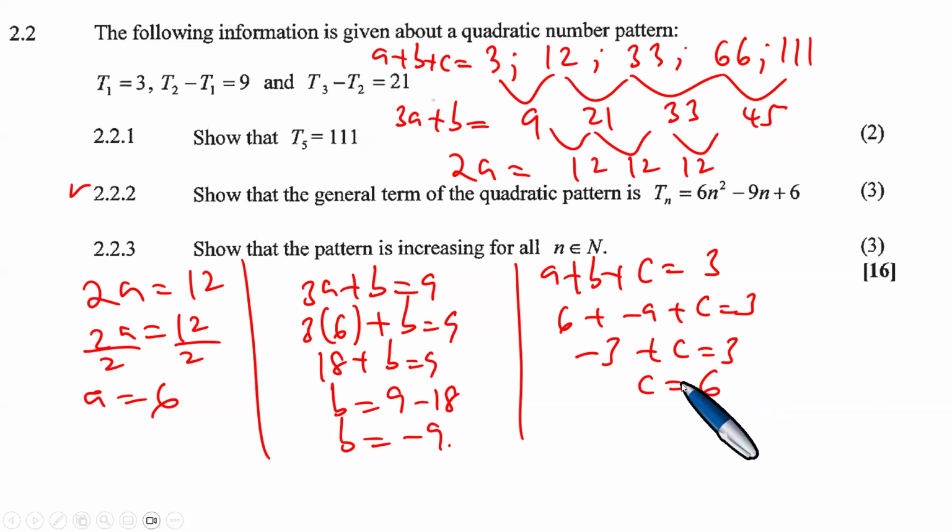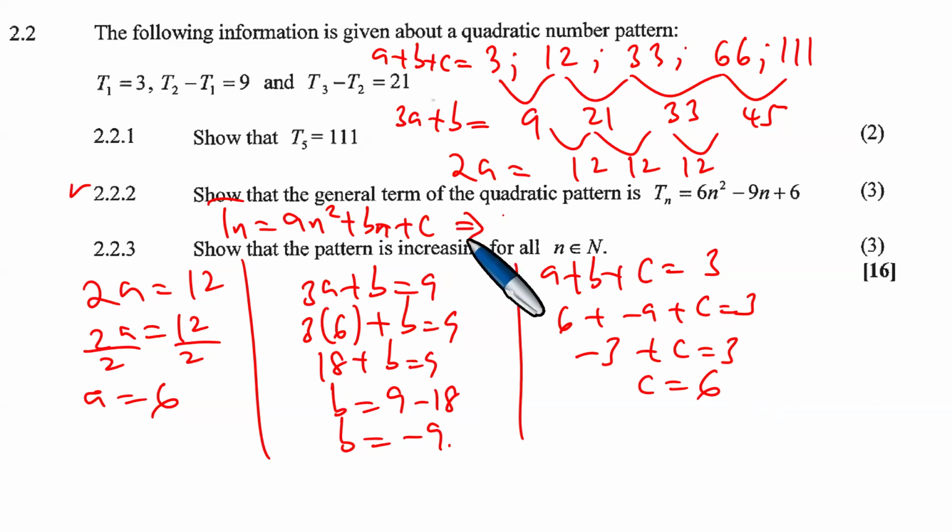Okay, now let's take a look at this and make sure you understand that. And therefore, what is the general term? We are able to see that the general term, which is normally an squared plus bn plus c, will be given by t sub n, where a is 6. So it's going to be 6n squared minus 9n plus 6, like so. So we have been able to obtain the general term of the quadratic pattern, which is this one.